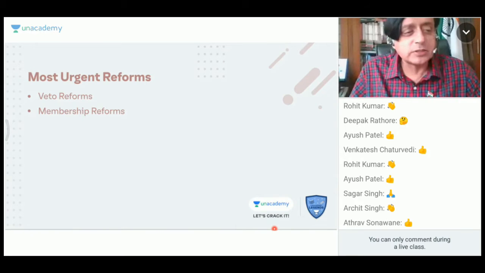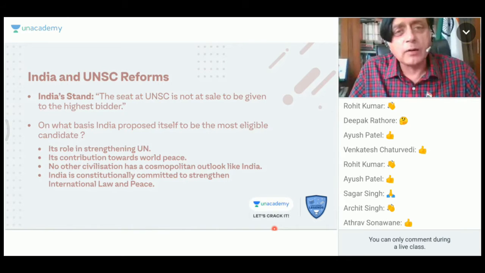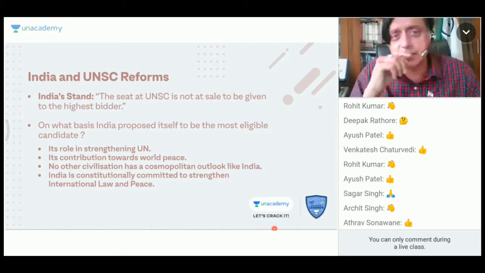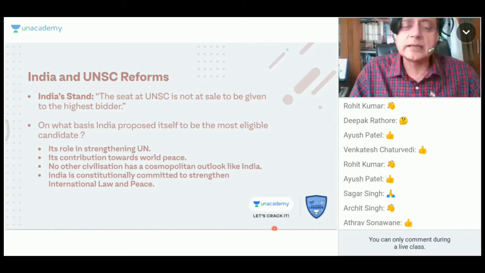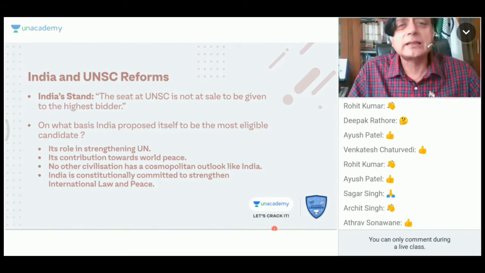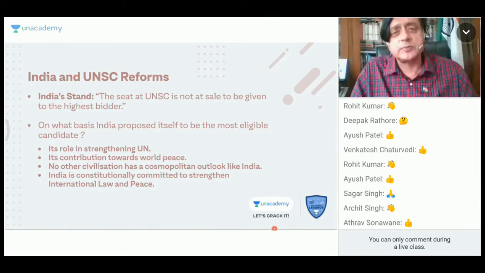Okay, now we can continue talking along with the slides. We've already talked about the Security Council reforms, but we haven't talked about what India's position is. But India certainly feels that the Security Council is a place at the global high table, and India deserves to be on it.